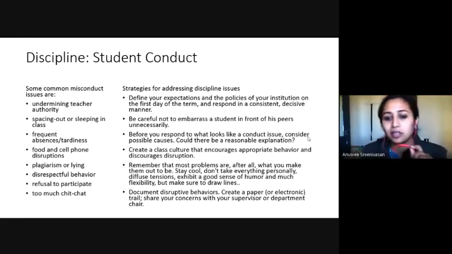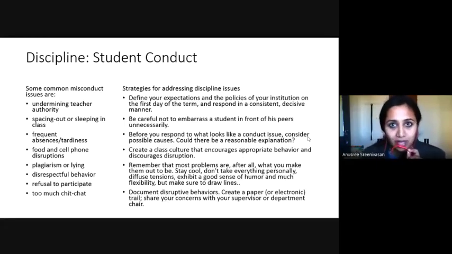Then before you respond to what looks like a conduct issue, consider possible causes. Could there be a reasonable explanation? Yeah, so that is also another important thing, that you ask for the reason, like why did you do that? If the student can give a reasonable explanation, fine; otherwise you can give your punishment, whatever you want. Then create a class culture that encourages appropriate behavior and discourages disruption. So that kind of culture itself should be made in the class.